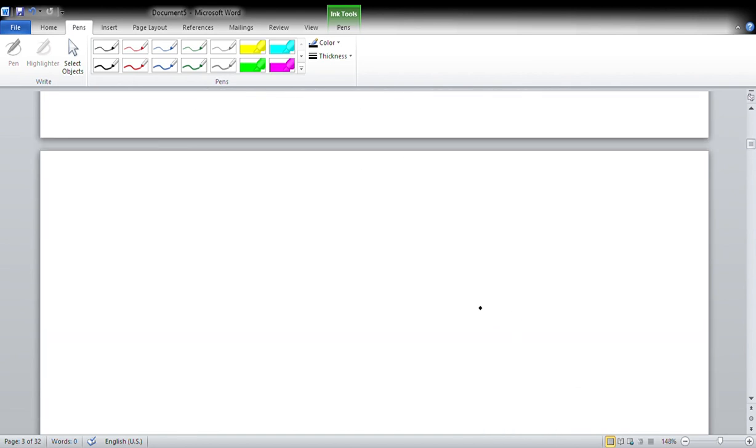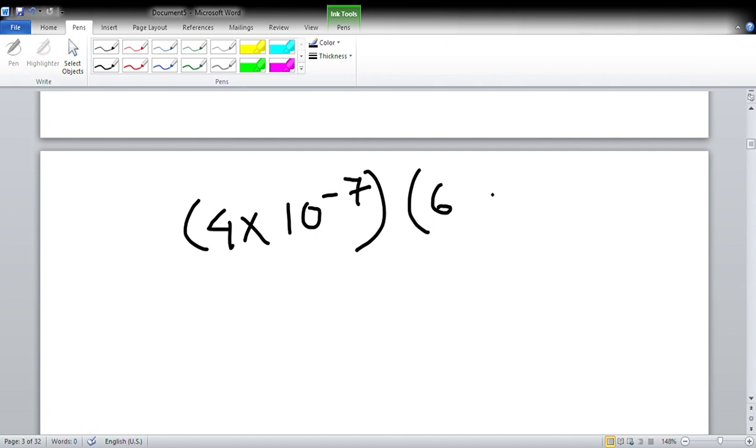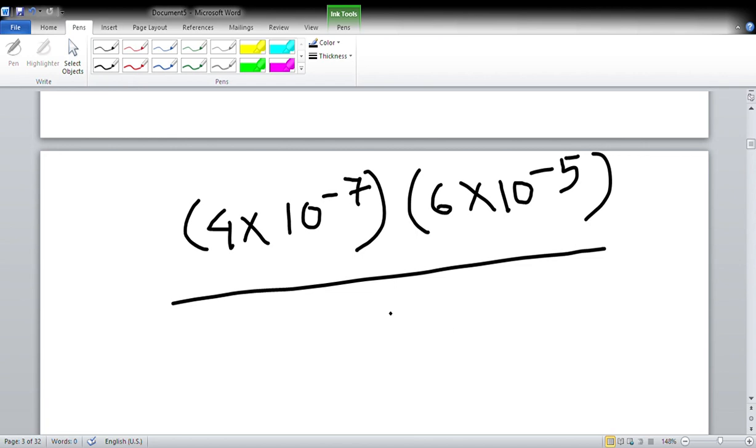Now the next question, the third question. What is the third question? The third question is 4 multiplied by 10 to the power minus 7, again multiplied by 6 times 10 to the power minus 5, divided by 8 multiplied by 10 to the power 10.